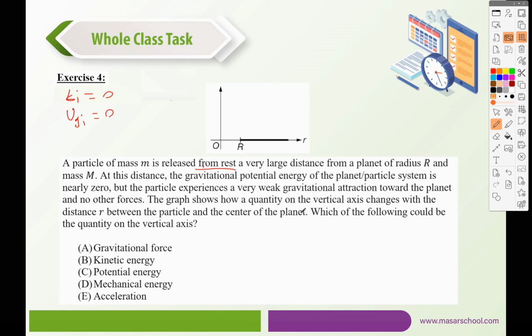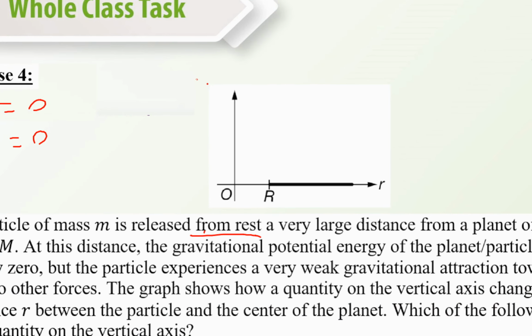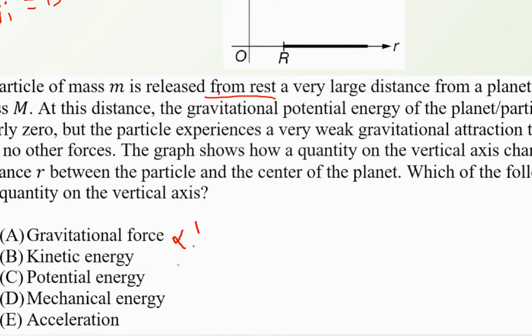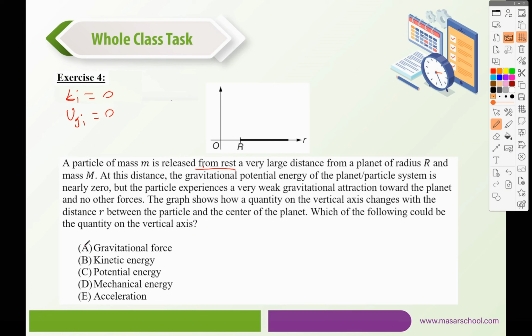The graph shows how a quantity on the vertical axis changes with the distance r between the particle and the center of the planet, but the thing is that they didn't tell us what this quantity is. Which of the following could be the quantity on the vertical axis? Now the gravitational force, this is not correct, because we know that the gravitational force as a function of r is proportional to 1 over r squared, and we know that the shape of the curve would be hyperbolic. So that's wrong.